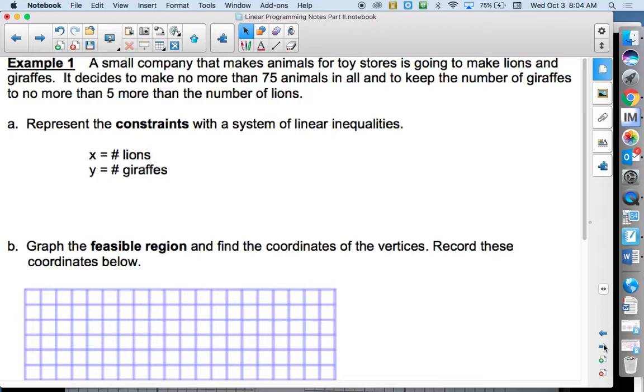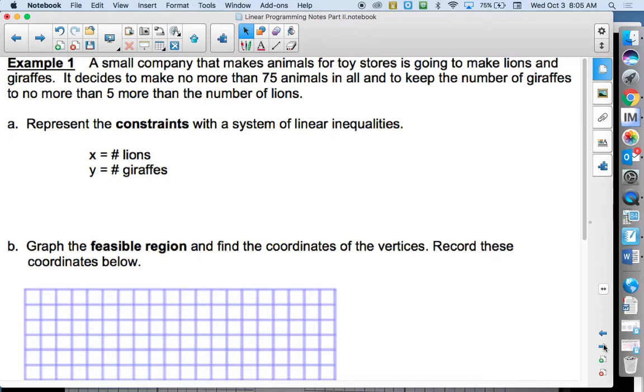A small company makes toys, actually animals for toy stores. They're going to make lions and giraffes. It decides to make no more than 75 animals in all, and to keep the number of giraffes to be no more than 5 more than the number of lions. That's a wordy sentence there. It says, represent the constraints with a system of linear inequalities. So instead of you being given the inequalities, we now have to create them based off of the words, kind of the problem that we're given.